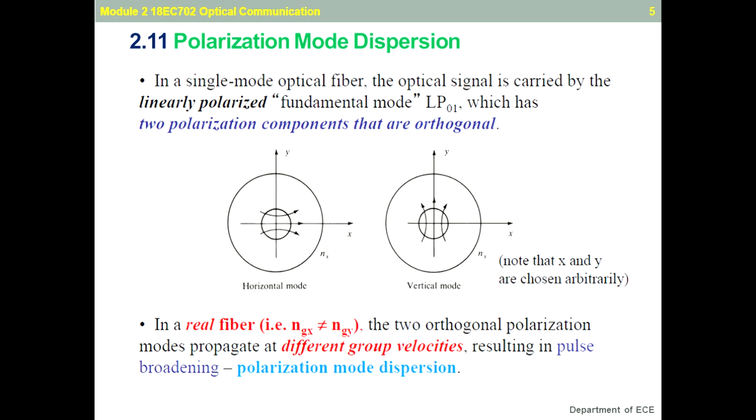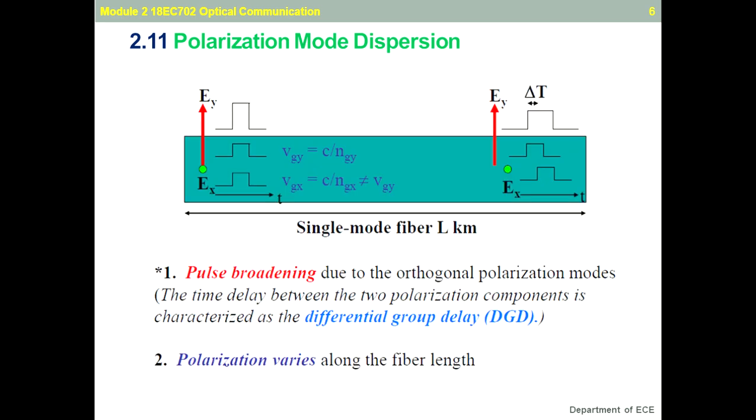In a real fiber, the two orthogonal polarization modes propagate at different group velocities, resulting in pulse broadening. Instead of a narrow pulse, we are getting spread pulses. This is called polarization mode dispersion. The group velocity is given by c by n. Similarly, we have two group velocities: velocity due to the y direction and velocity due to the x direction, that is, horizontal polarization and vertical polarization. So Vgy equals c by Ngy, and similarly Vgx equals c by Ngx.